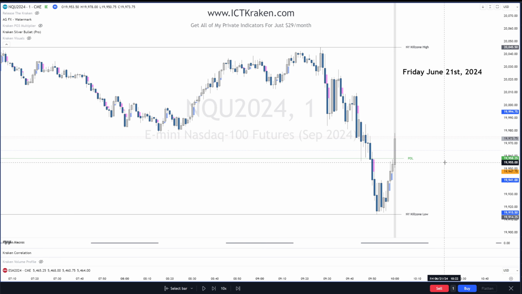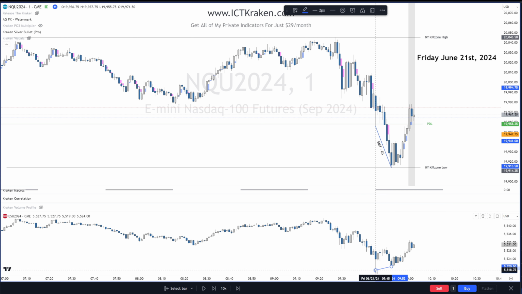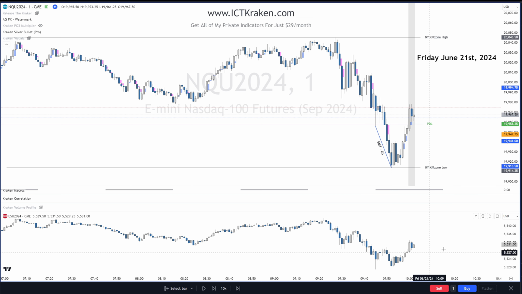Alright, so what else do I see? Well, I see that we have a SMT with ES right here. Let me show you that. So right here is lower than right here. You can see this. Let's mark it here so you can see it. There you go. There's your SMT. Down, up. Okay.